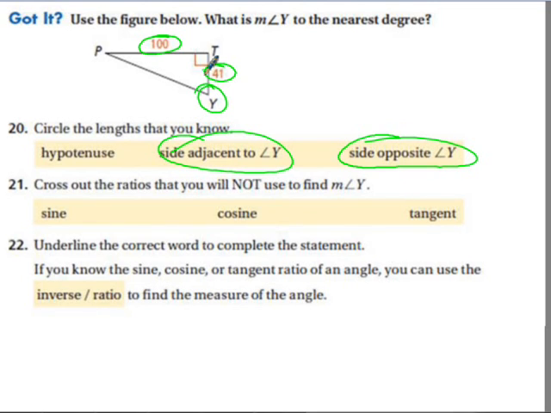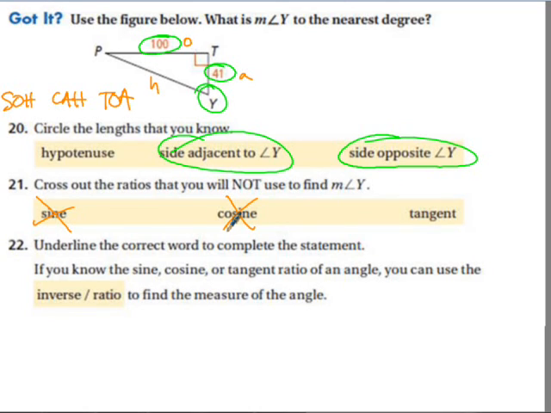I think labeling is always better, so this is hypotenuse, opposite, and adjacent. So can we use sine? Well, sine has an h, and we don't know an h. So we're not using sine. Can we use cosine? Cosine has an h, and we don't know the hypotenuse. So we are going to use tangent.